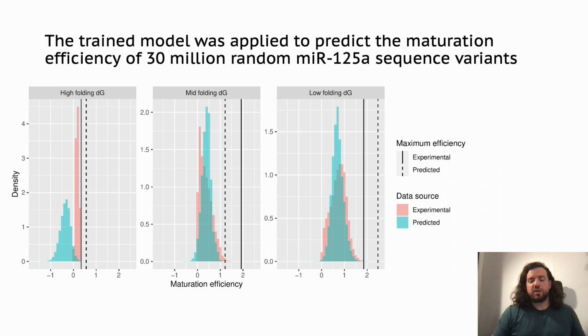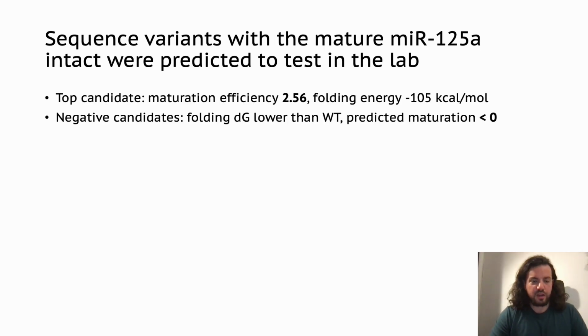Then we can use this model to predict theoretical maturation efficiencies for completely in silico generated variants. So we did so far 30 million random miR125A sequence variants. And so if we bin them by folding energy, we see that for the low folding energy variants, which are the ones that tend to mature the highest, we get predicted efficiencies that are higher than anything that was measured experimentally. And then we're actually testing some in the lab.